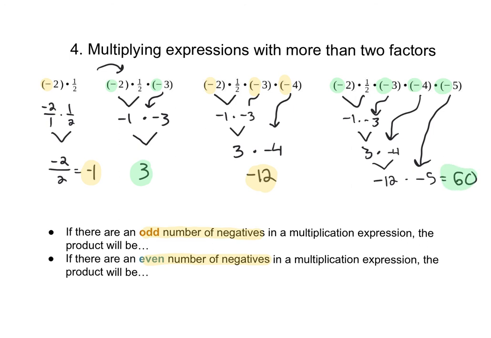And if you continued to add negative factors onto all of these, you would recognize this pattern where if there are an odd number of negatives in a multiplication expression, the product will always be negative. Right here we have 1 and it's a negative. 3, it's a negative. If there are an even number of negatives in a multiplication expression, the product will always be positive. Here we have 2 and it's a positive. Here we have 4 and it's a positive.